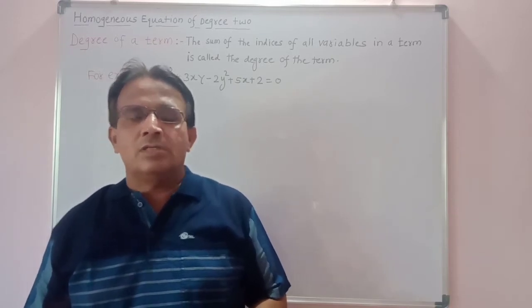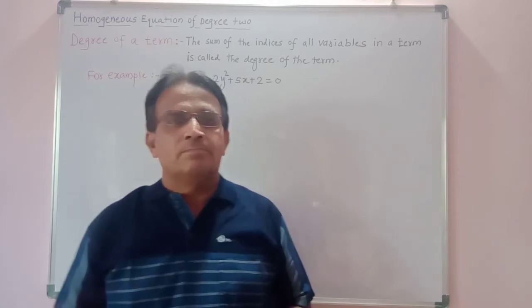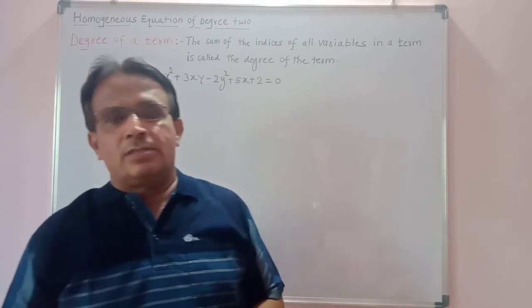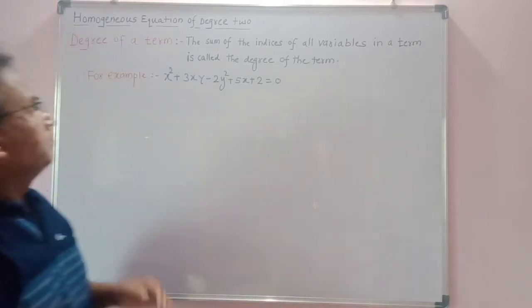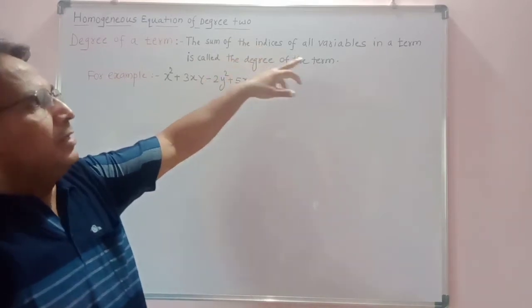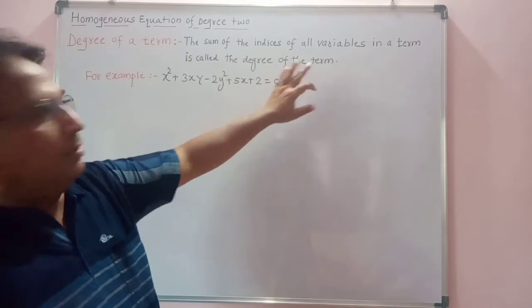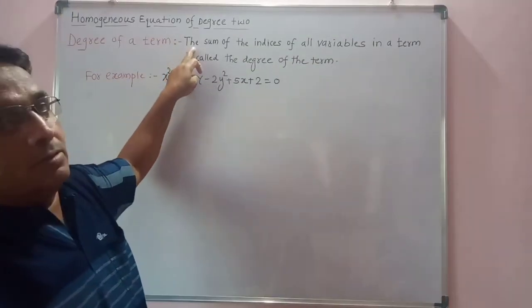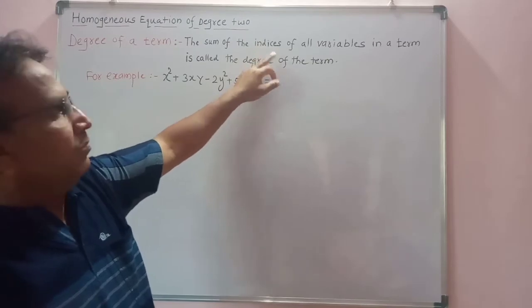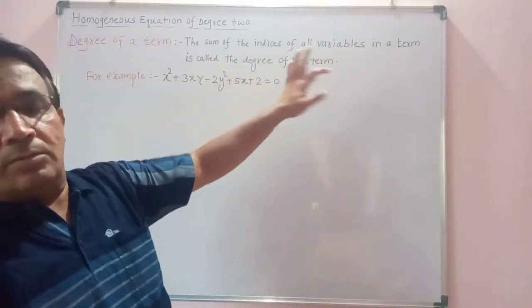We will start a new concept, homogeneous second degree equation. What is the degree of a term? We discuss the degree of a term. The sum of the indices of all variables in a term is called the degree of the term. This is the most important.